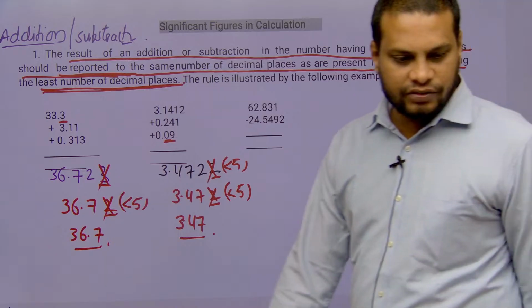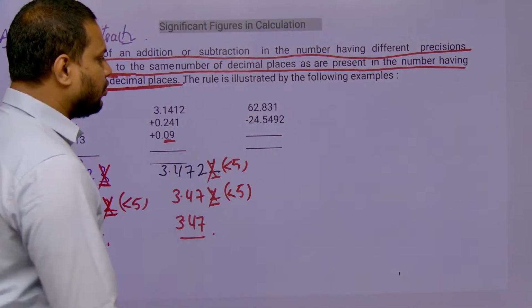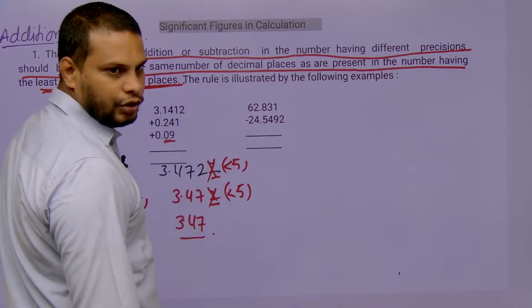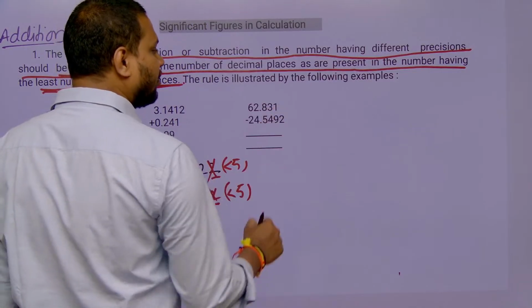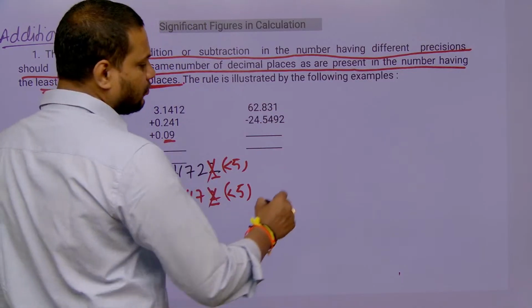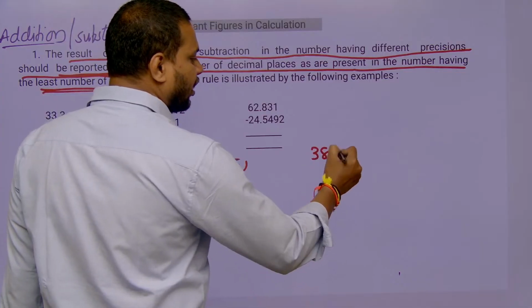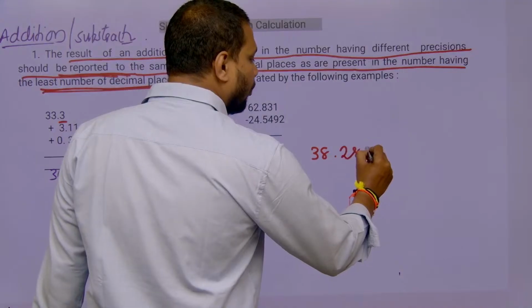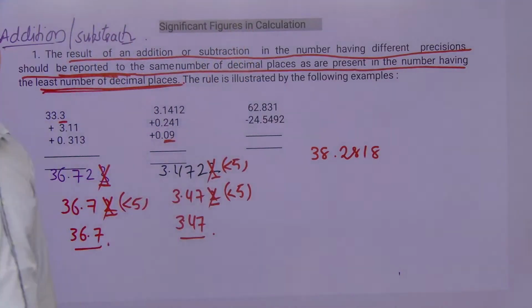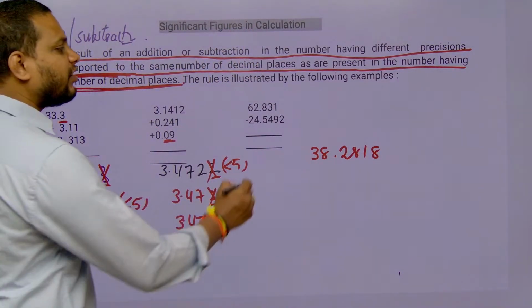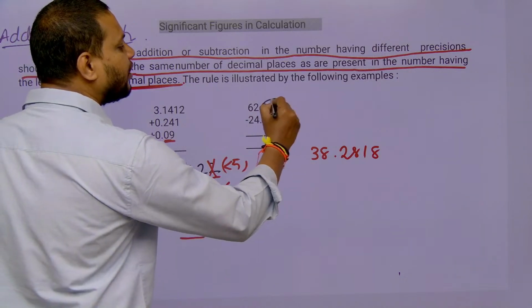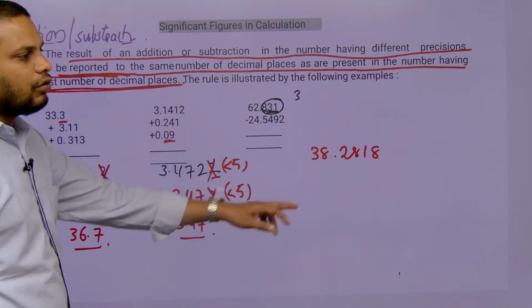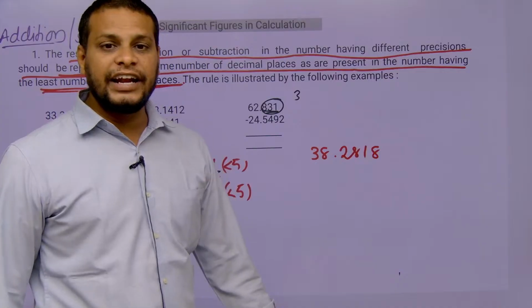How much did you get as the answer? Yeah, 38.28. Okay, fine. Tell me what is the actual answer? After subtraction, 38.2818. Am I right? 38.2818. But who has the least decimal digits? This one. How many least decimal digits are there? 3. So we have to adjust our answer up to 3 decimal digits.